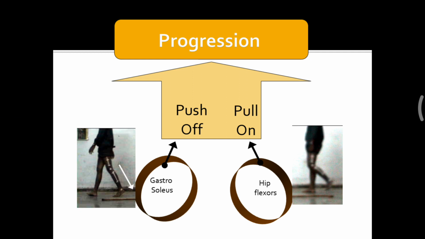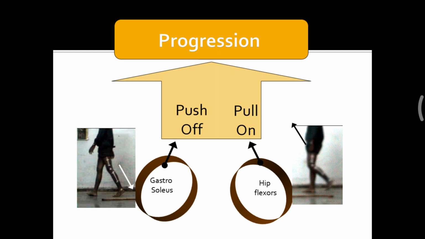And on the other side, there is also a pull-on force which is brought about by the flexors of the hip. So when your hip flexors, your iliopsoas, act, they basically lift the leg up and move it in the forward direction.